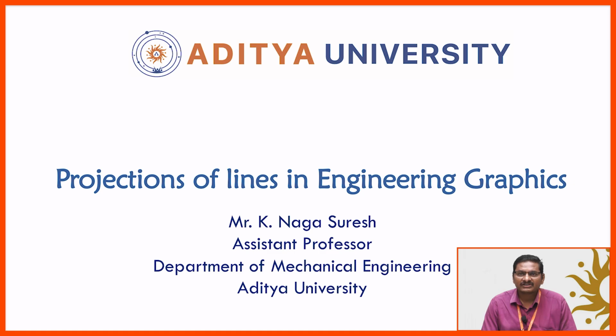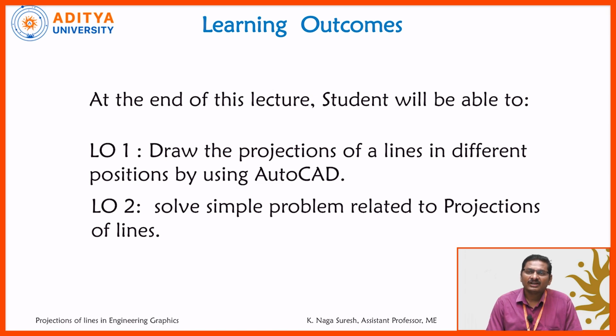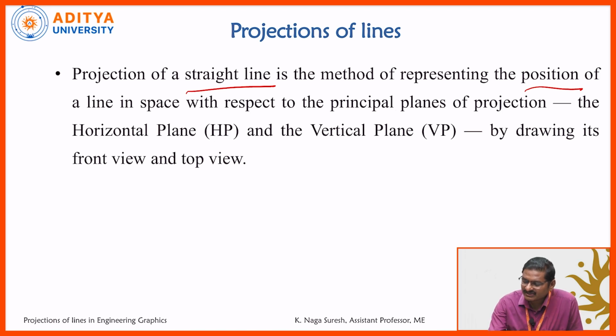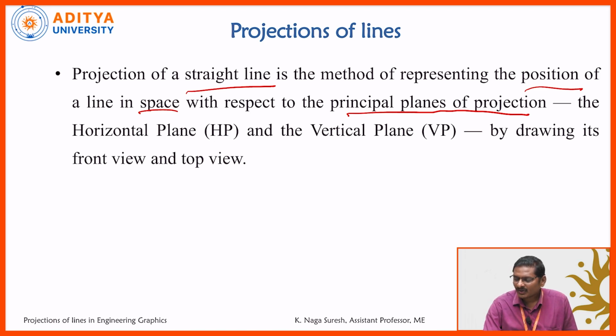Today we are going to discuss projections of lines in engineering graphics. These are the learning outcomes: draw the projections of lines in different positions by using AutoCAD software, and solve simple problems related to the projections of lines. What is the meaning of projections of lines? The projection of a straight line is the method of representing the position of a line in space with respect to the principal planes. The principal planes of projection are the horizontal plane and the vertical plane, by drawing its front view and top view of the line.